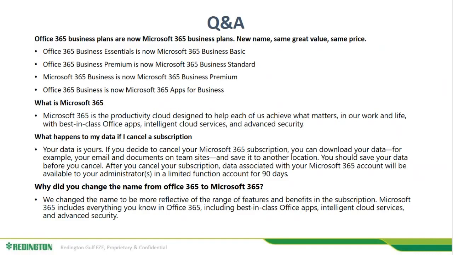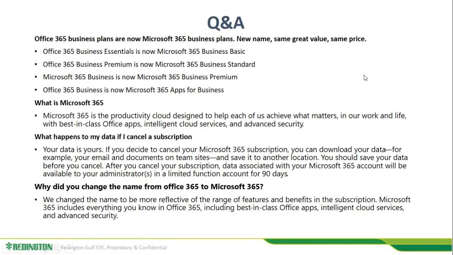Okay. Why did you change the name from Office 365 to Microsoft 365? We changed the name to be more reflective of the range of features and benefits in the subscription. 365 includes everything you know in Office, including best-in-class Office apps, intelligent cloud services, and advanced security. So this means they just changed the name so that it can better reflect the offering that they're trying to give to the partners. Okay. I hope I've been clear on that. If you have any questions, you can ask me in the Q&A so that I can answer you when I'm done with this.